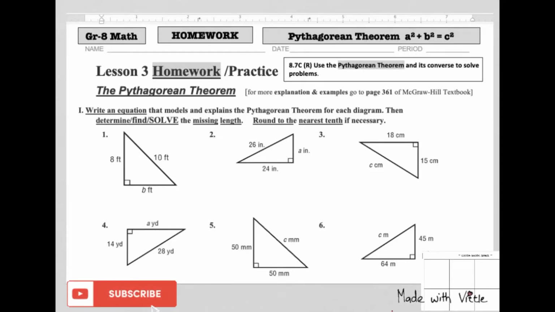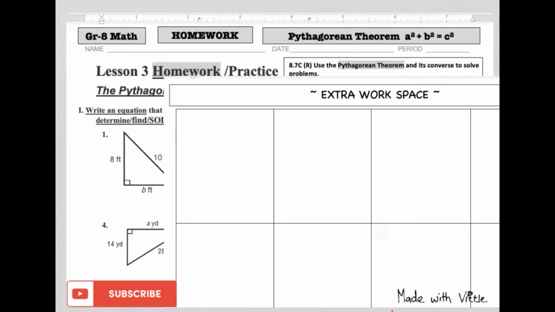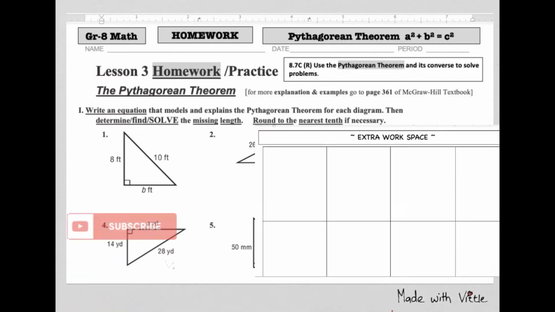Hello students, today we will talk about Pythagorean Theorem. So this is your homework. I will help you solve a couple or three of the problems. You will have to show your work here where it says extra workspace at the back of this paper.